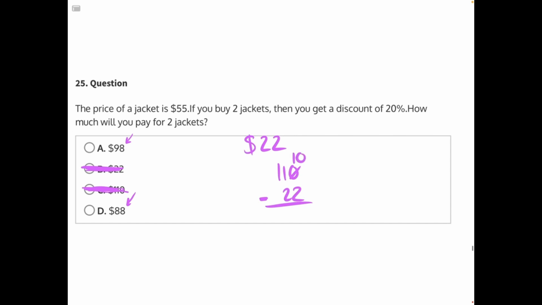We're going to borrow. 10 minus 2 is 8. I'm going to borrow again. 10 minus 2 is 8, so we were right. D is our correct answer, $88.